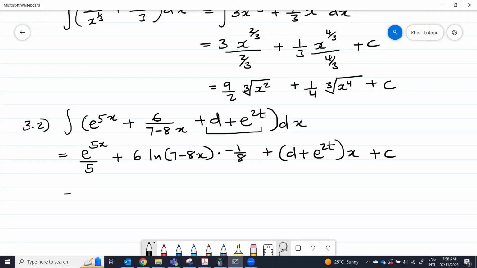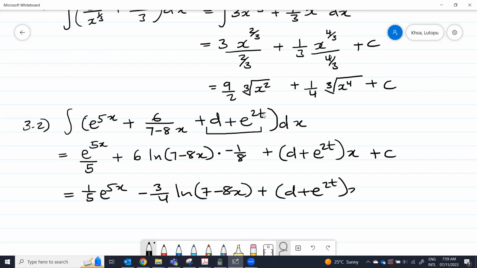Then just rewriting this so it looks a little bit better. I have 1 over 5 e to the power of 5x minus, going to be minus, and multiply this and this. That's minus 3 over 4 ln of 7 minus 8x plus d plus e to the power of 2t x plus c. So you can also multiply the x out, but leaving it like this is also fine.